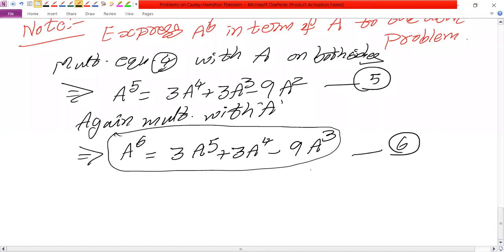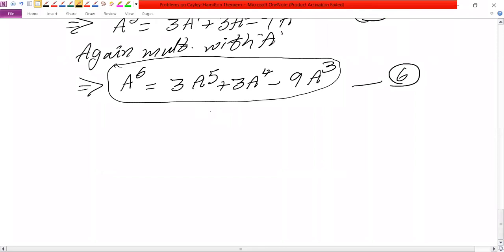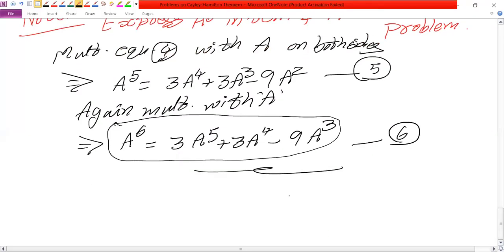What I am going to explain now is useful for competitive examinations like GATE and all. They will not provide A power 6 equals to this. Then what they are going to do is this, with this you can complete your problem in your examinations. But we have to substitute here 3 into what is A power 5?